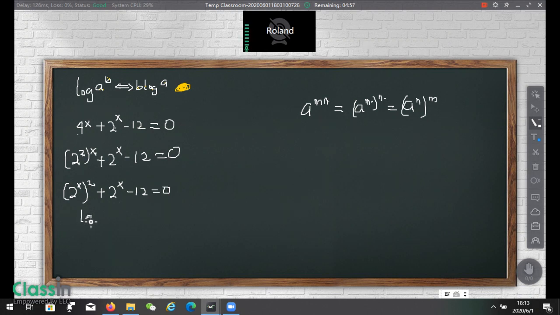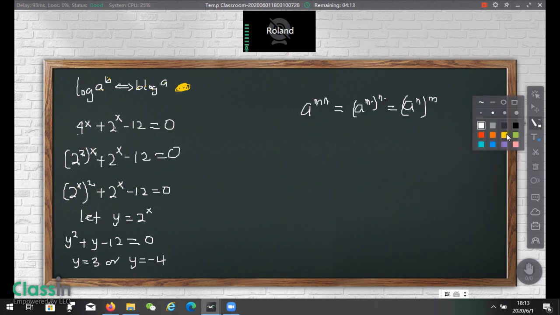Of course, we can let any variable, say y, be equal to 2 to the power x. Then we have y squared plus y minus 12 equals 0, because 2 to the power x is y. We can solve this quadratic equation as before, whether by factorization, by the formula, or by completing the square. If you solve it properly, you will get y to be 3 or y to be negative 4.